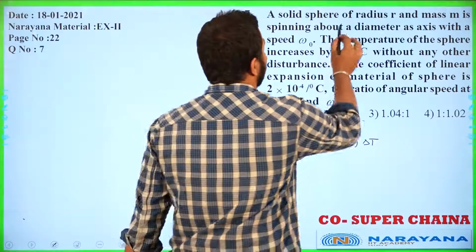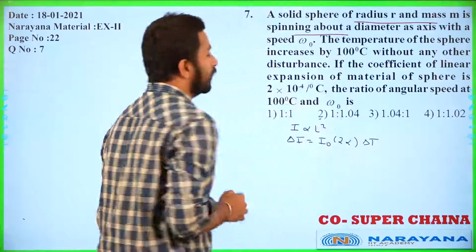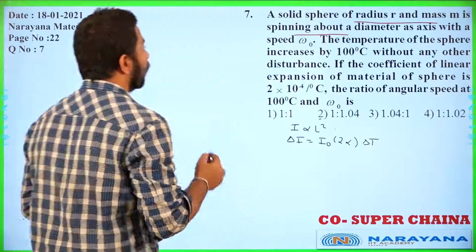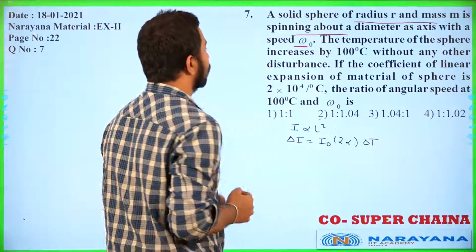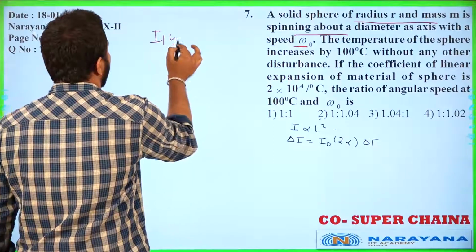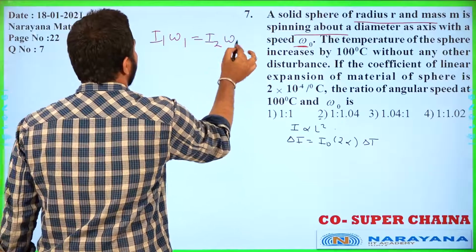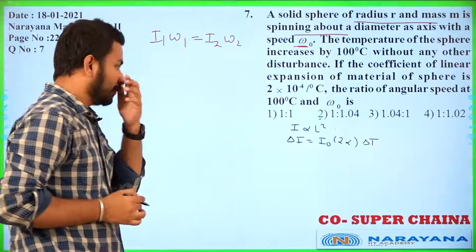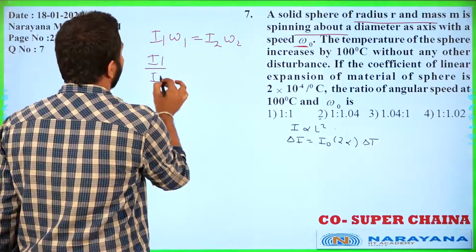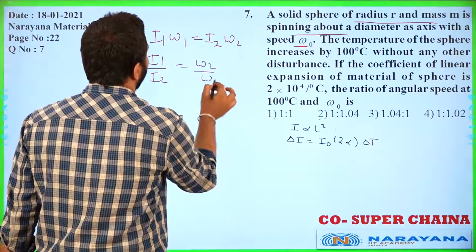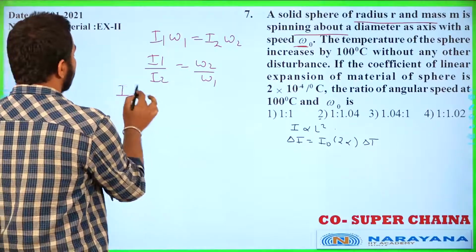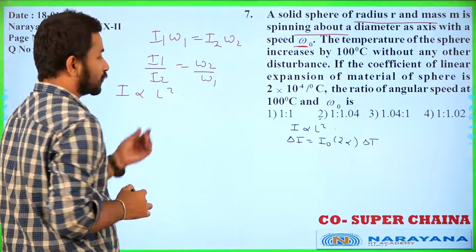A solid sphere of radius r and mass m is spinning about a diameter with angular speed omega naught, and the temperature is increased. Whenever the temperature is increased, I know that angular momentum I1 omega 1 will not change. So I1 omega 1 equals I2 omega 2. From here I can write I1 by I2 will be nothing but omega 2 by omega 1. They have an inverse relation.